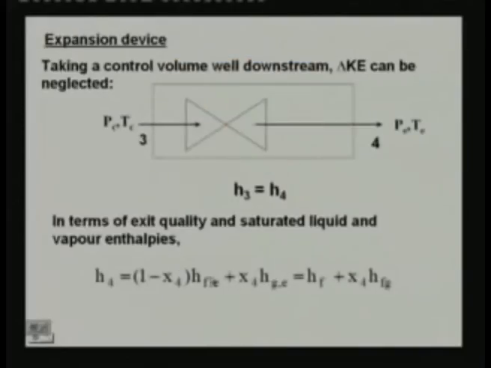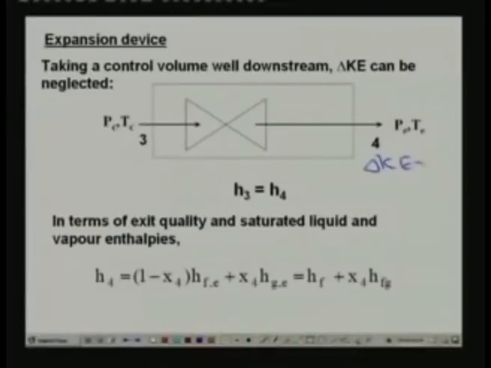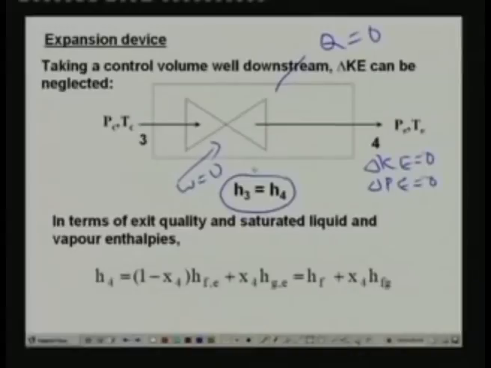Now if you take the expansion device, the expansion process is a throttling process, that means it's an isenthalpic process. If you take the control volume far downstream of the expansion device, then delta KE will be 0 and delta PE also will be 0, and there is no work interaction, W is 0, and there is no heat interaction, Q is 0. So you find that from the steady flow energy equation H3 is equal to H4, or this process is an isenthalpic process.